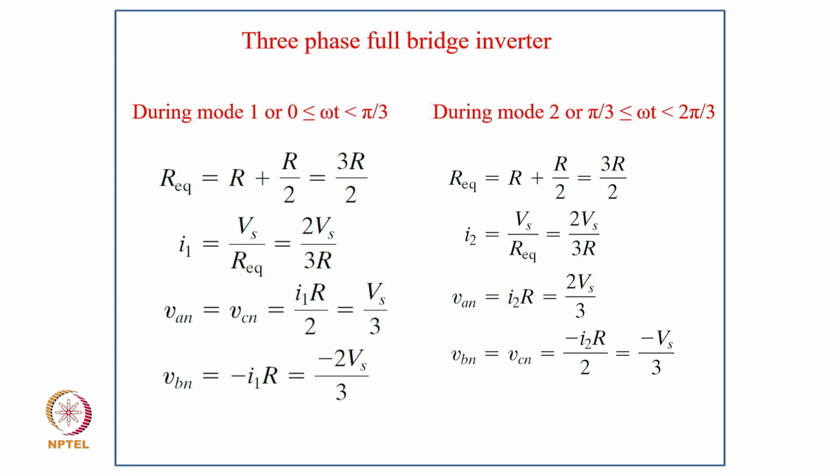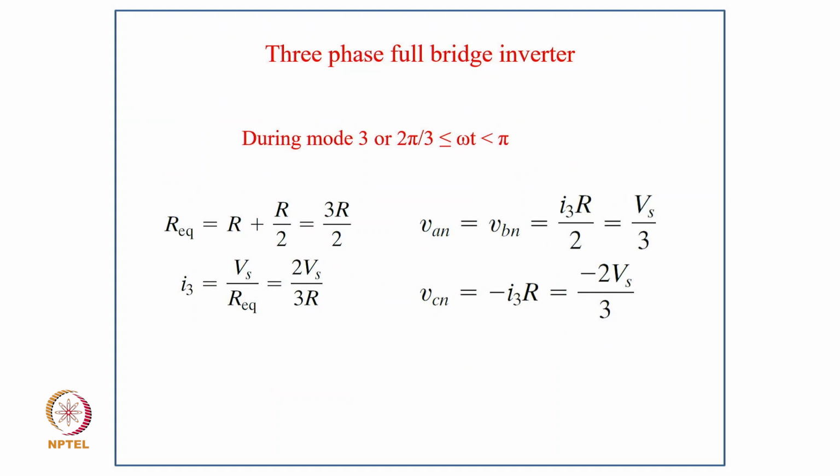And during mode 2, that is pi by 3 to 2 pi by 3, R equivalent is R plus R by 2 equal to 3 by 2 R, and I2 equal to Vs upon Req, that is 2 by 3 Vs upon R. So Vbn is I2R, that is 2 Vs by 3, and Van equal to Vcn, that is minus I2R by 2 or equal to minus Vs by 3.